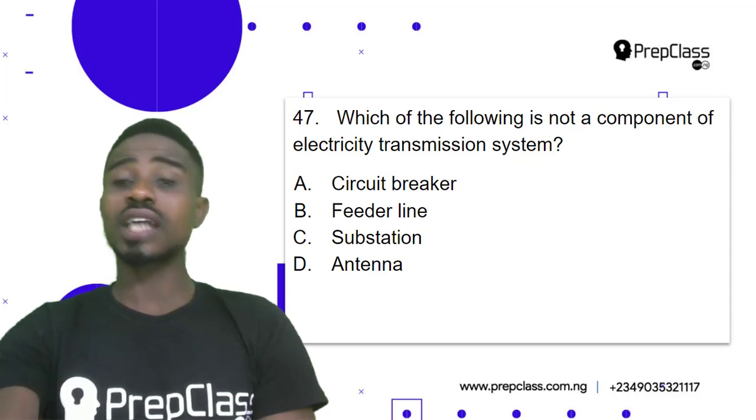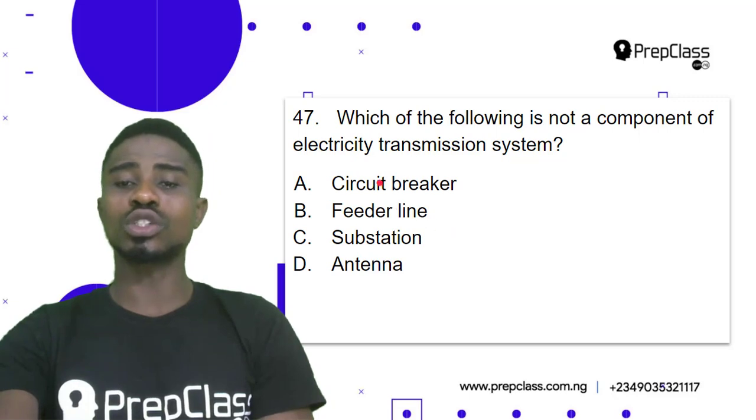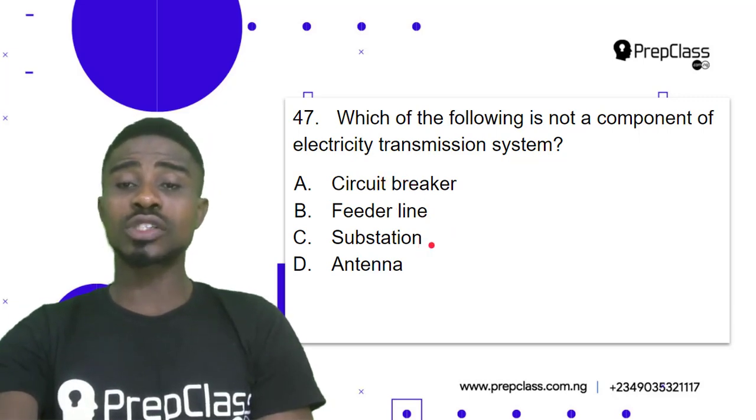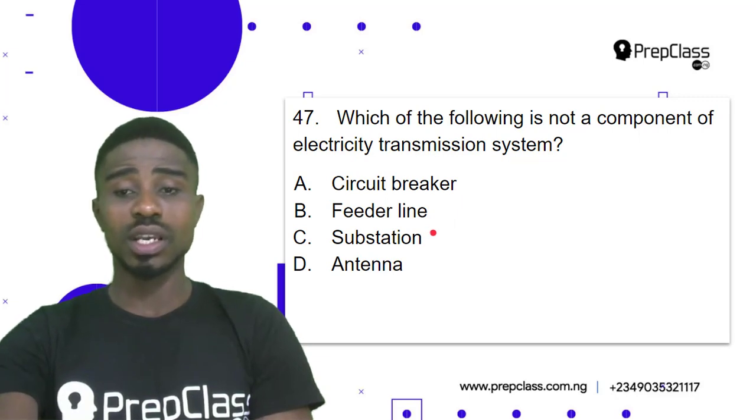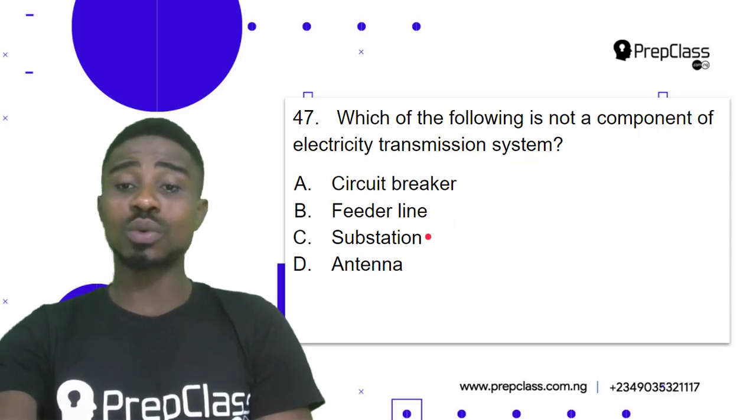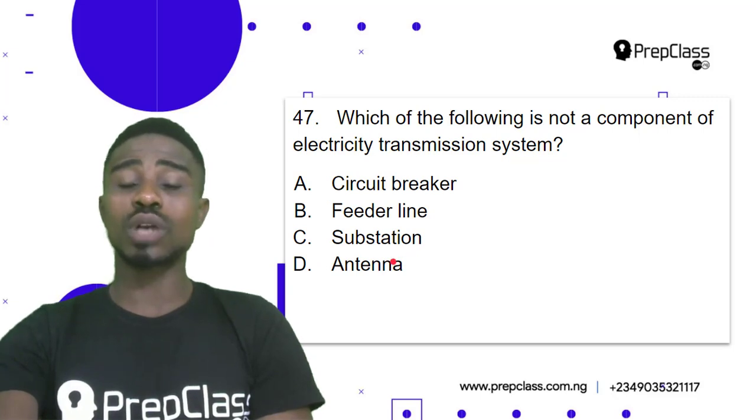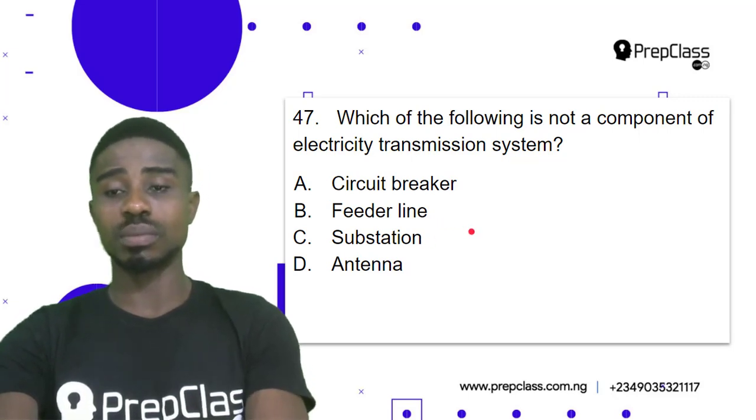Now, in analyzing all of the options, you see most of them have to do with an electricity transmission system. But there's one that basically has to do with a communication transmission system, and that would serve as our answer. You would agree with me that the antenna has to do with the communication transmission system. And let's still take a look at this explanation to see the functions of these as electricity transmission system.